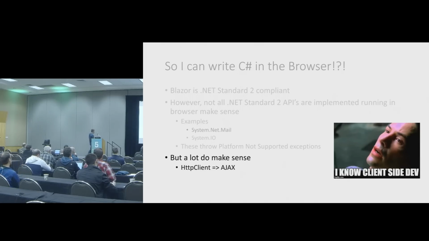And probably the best example is making an AJAX call. So making an AJAX call is super close to making an HTTP client call in C#. You have an endpoint, you have some headers, you return some JSON. It's really close together. And so when you make an AJAX call in Blazor, you make an HTTP client call. We'll take a look at that here in a second.